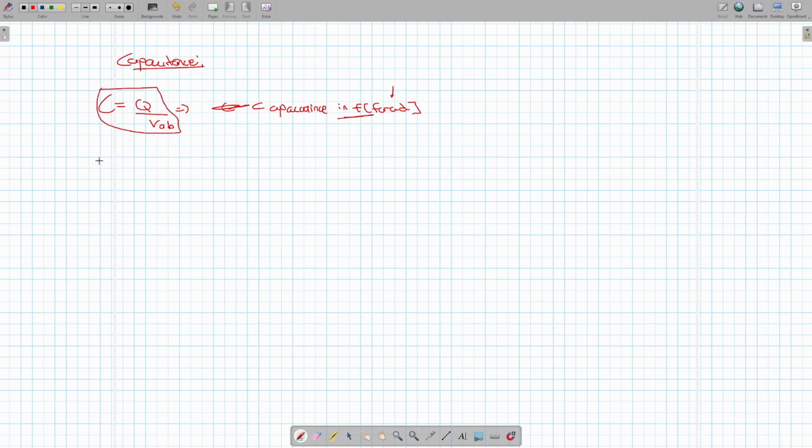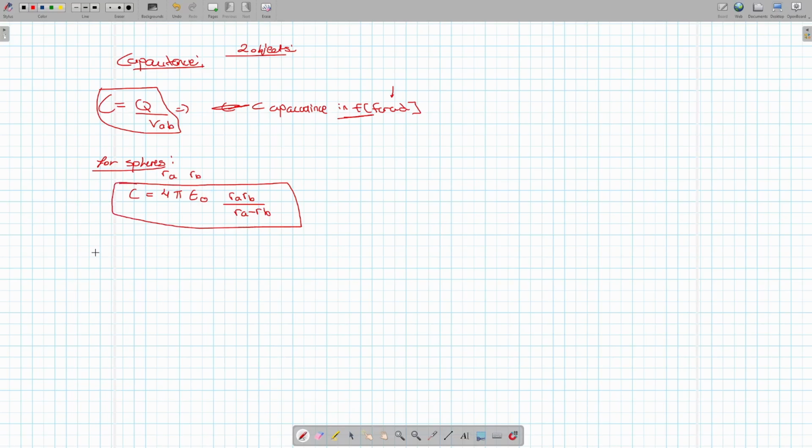Okay, what else should you know? For spheres, capacitance is equal to 4 pi epsilon naught. Sorry, not d. It's for spheres. Remember, for capacitance you need two objects. All these formulas, by the way, you're going to see most of them with V_AB, R_AB, whatever. So for spheres R_A and R_B, it's 4 pi epsilon naught R_A R_B over R_A minus R_B. Okay, this is capacitance for spheres.